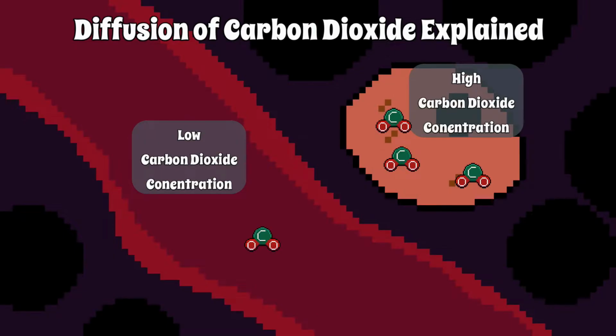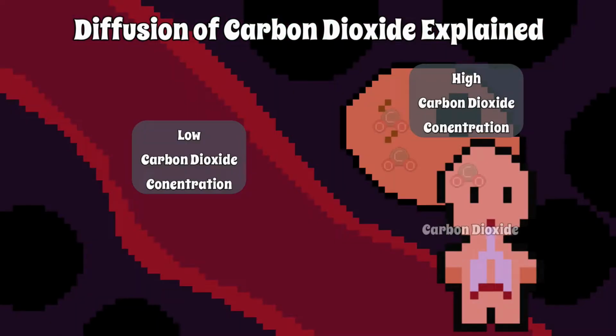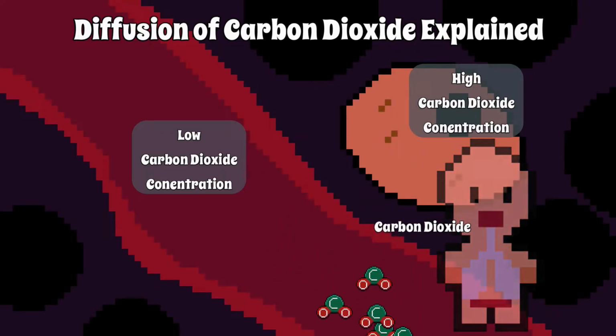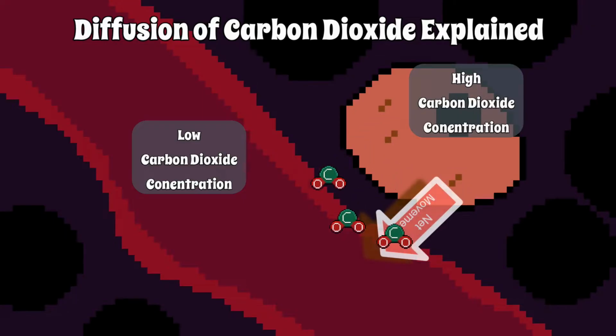Carbon dioxide is usually always higher in the cells because the cell is producing carbon dioxide as a waste product of aerobic respiration. The blood normally has lower concentrations of carbon dioxide because it is removed from the blood when it reaches the lungs. So, the net movement of carbon dioxide is out of the cell.